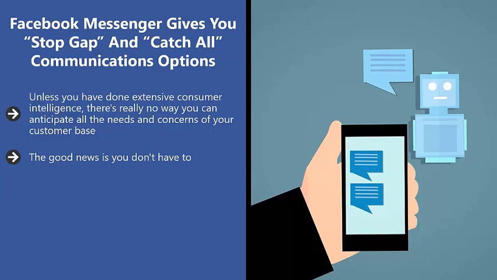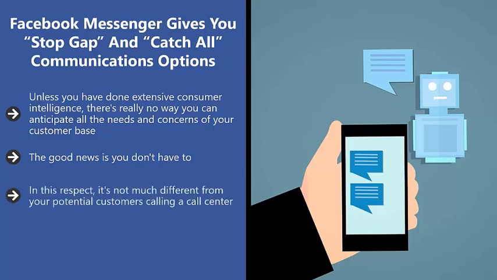Once you detect a certain pattern in the most common questions people ask, you can automate Facebook Messenger so it can answer questions based on a decision tree. In this respect, it's not much different from your potential customers calling a call center. Now, if you own a small business in Middle America, you know that hiring a call center is not exactly within your budget. But the good news is with Facebook, you don't have to.